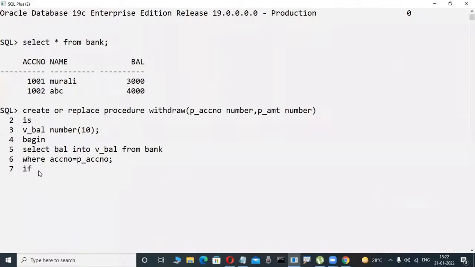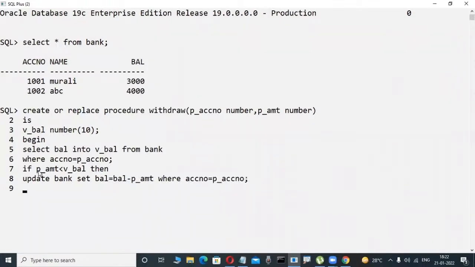Whenever I insert an ATM card, I try to withdraw 9,000, as in the previous case. Observe the logic, not the coding: if that amount is less than the available balance, then I want to affect the database. Update table name, set balance equal to balance minus p_amount.